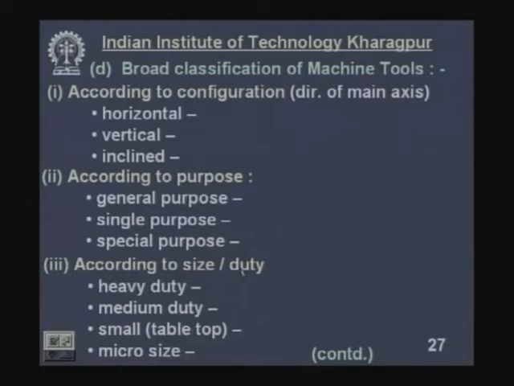Next comes according to size or duty. Heavy duty, say boring mill, planing machine, like that. Medium duty, say milling machines, lathes. Small tabletop drilling machine, micro size, micro drilling, and so on.